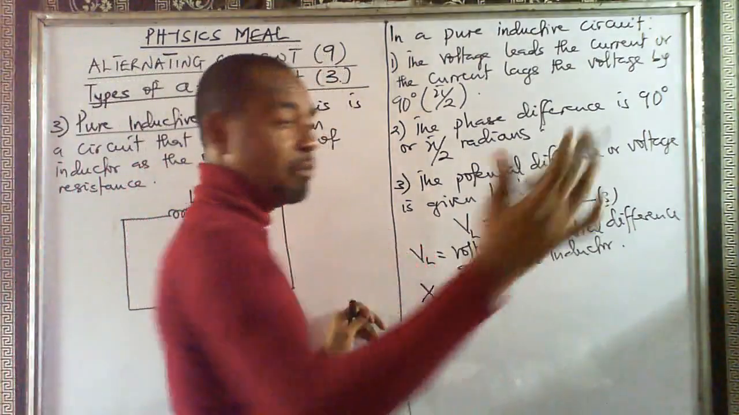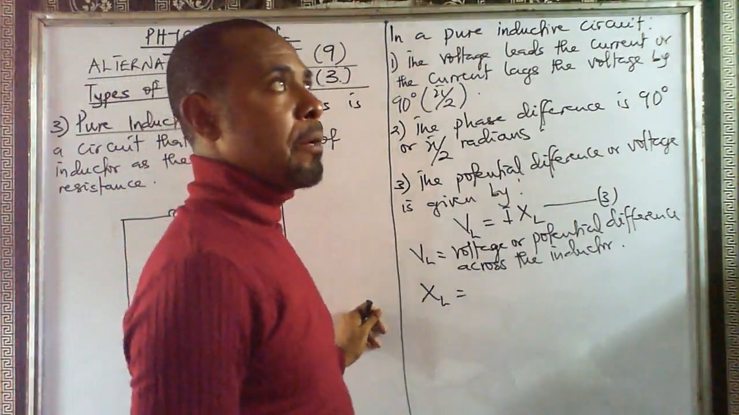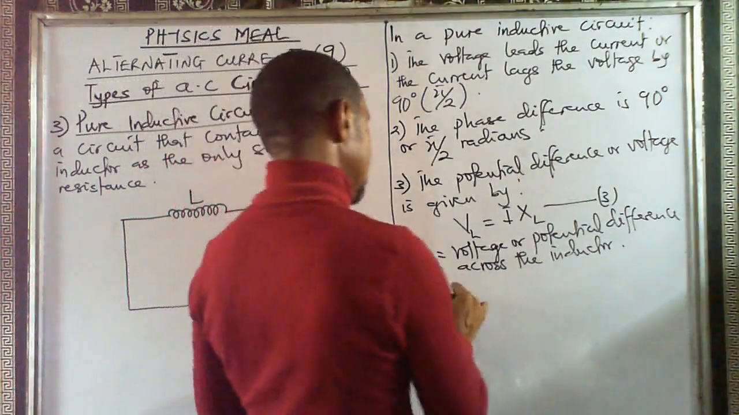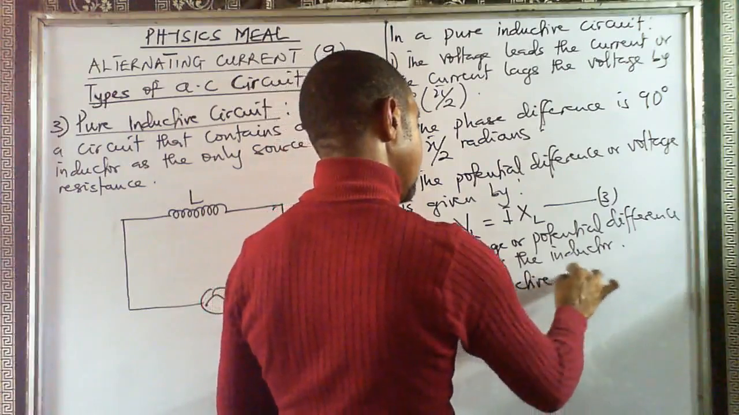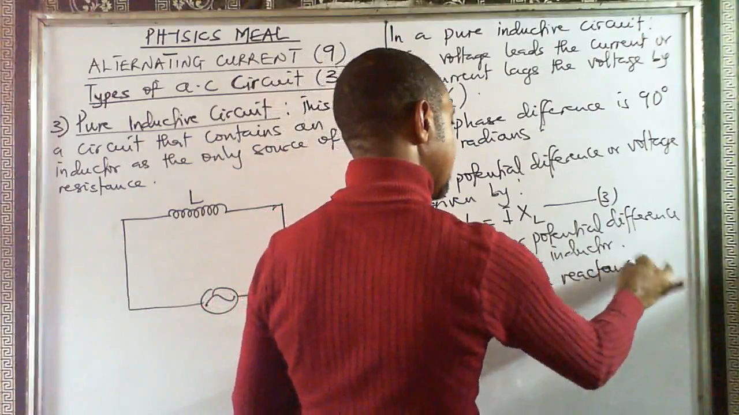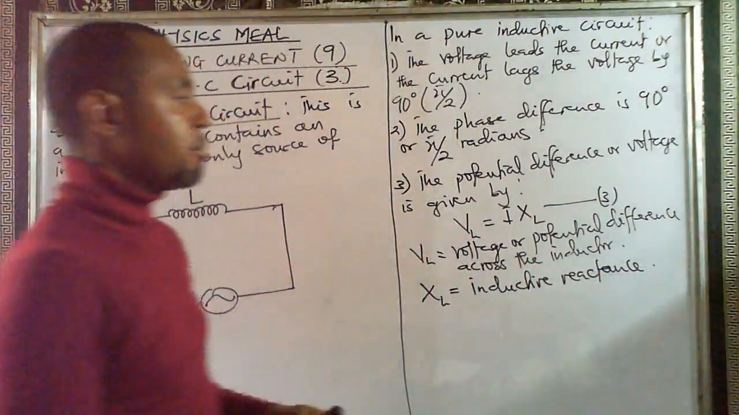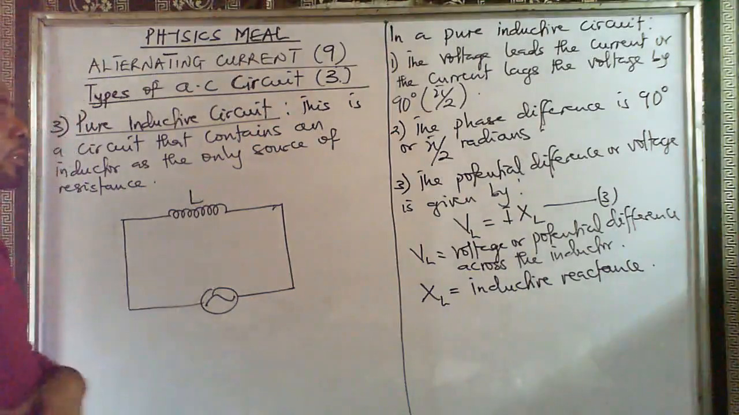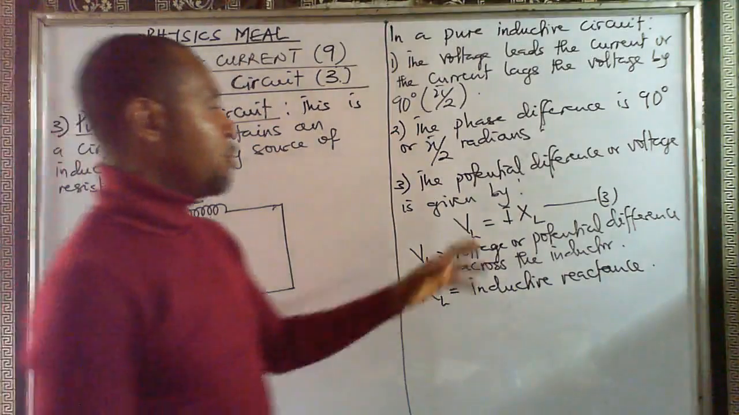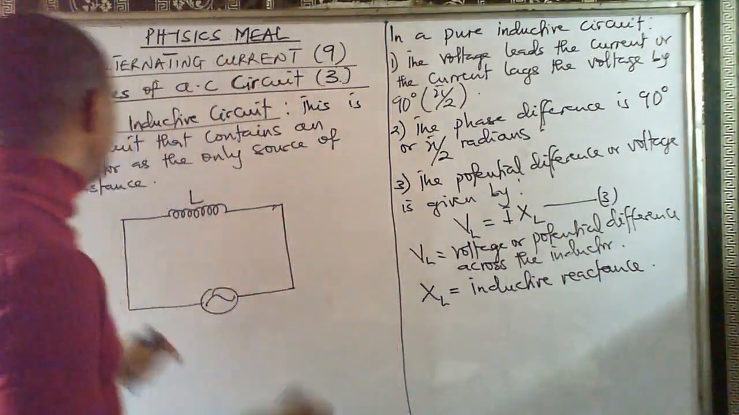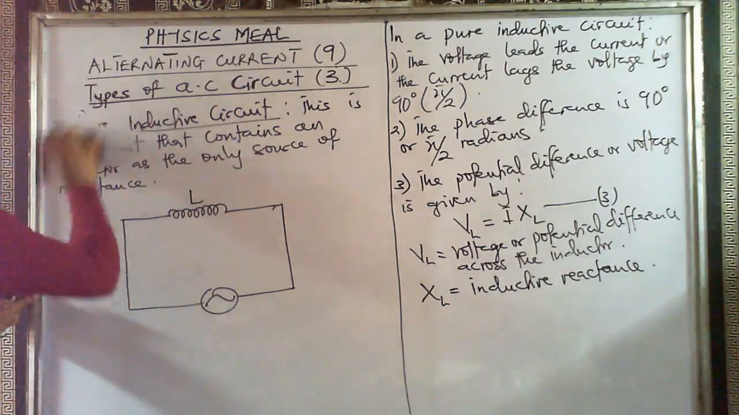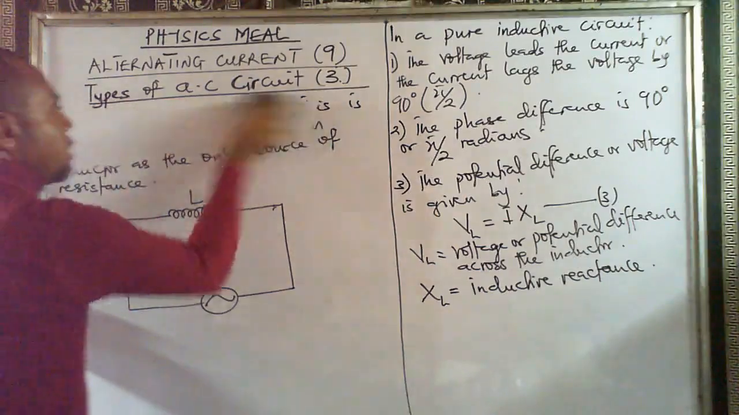We have defined it before when we looked at reactance, but let's mention it again. This is inductive reactance. So the voltage is given by this. So what will be the nature of the phase diagram?